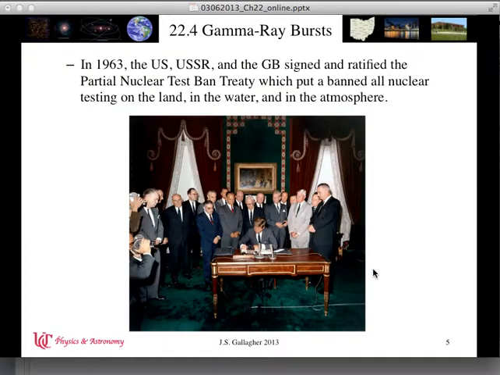So in 1963, the United States, the Soviet Union, and Great Britain signed and ratified what's called the Partial Nuclear Test Ban Treaty. This treaty was designed to end all nuclear testing on land, in the water, and in the atmosphere. What was still allowed was the testing of nuclear weapons underground, and that sort of testing went on during the years afterwards. But all testing on the land, in the water, and in the atmosphere was banned. This is a picture of Kennedy actually signing the Partial Nuclear Test Ban Treaty.